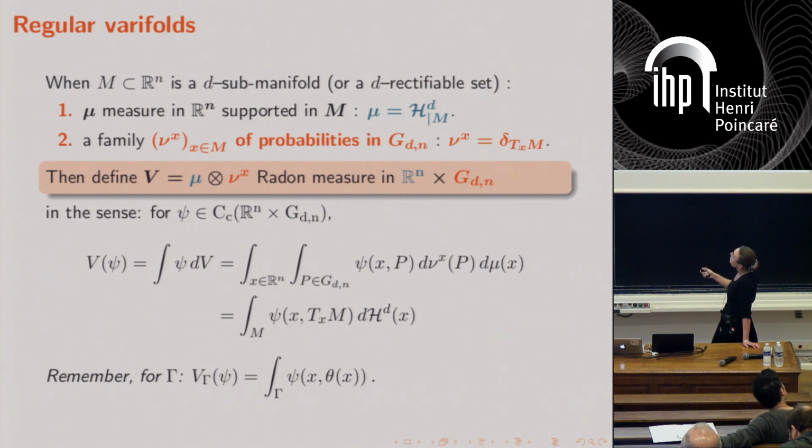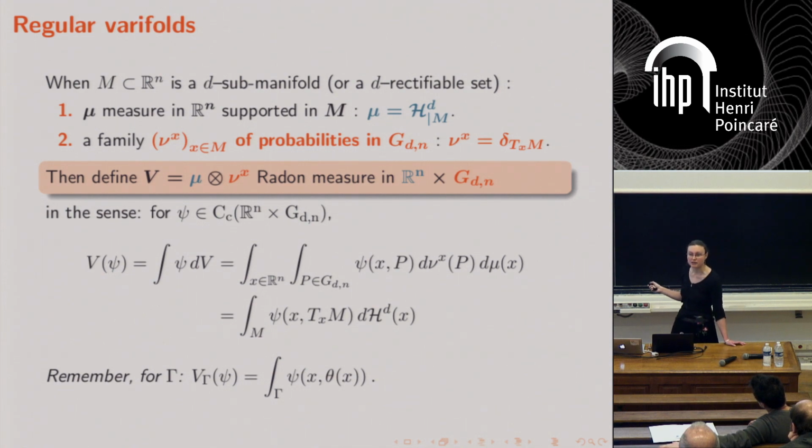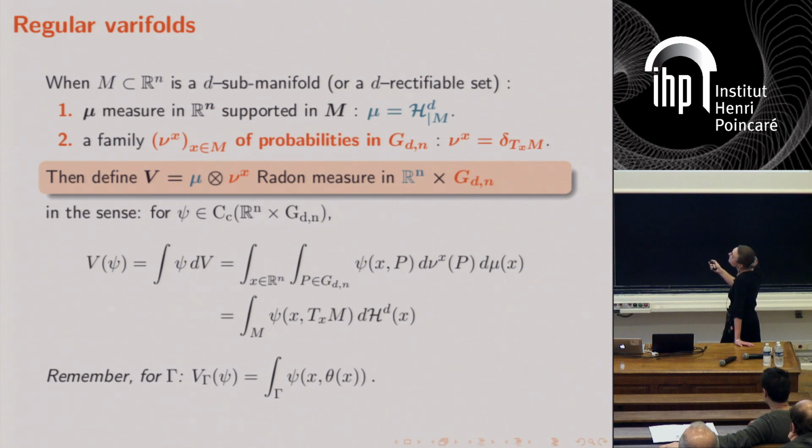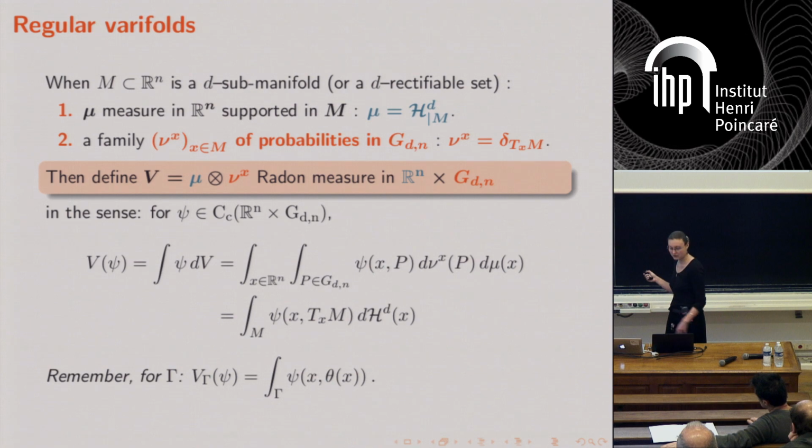If M is a submanifold, then the action of the varifold on psi will be: I integrate over my surface psi in the position, and here it's not only an angle that encodes the direction, but a subspace, a d-subspace. And here it's just the measure of integration on your surface. So think that the varifold is really a way of putting a nice measure on the tangent bundle, so space times tangent space.